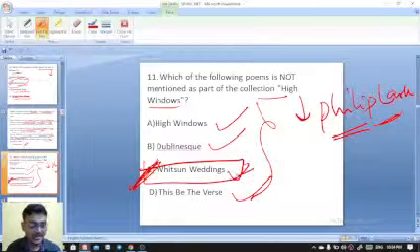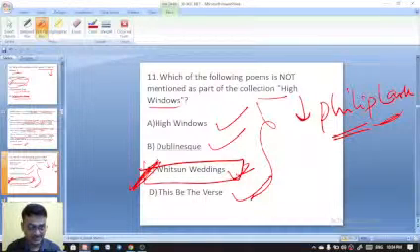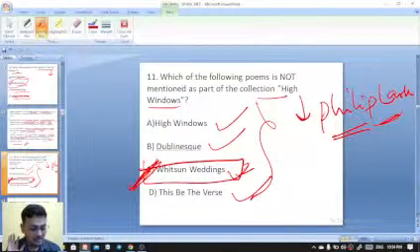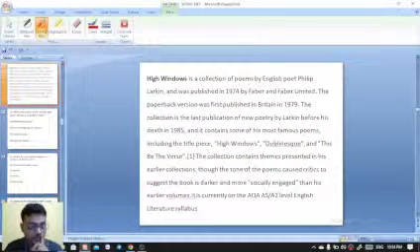Whitsun Weddings and High Windows, these are two poetry collections. And within High Windows, this is one of the famous poetry collections by Philip Larkin, where we find poems like High Windows, Dublinesque, and This Be the Verse. Got it, everyone? So here is the explanation.